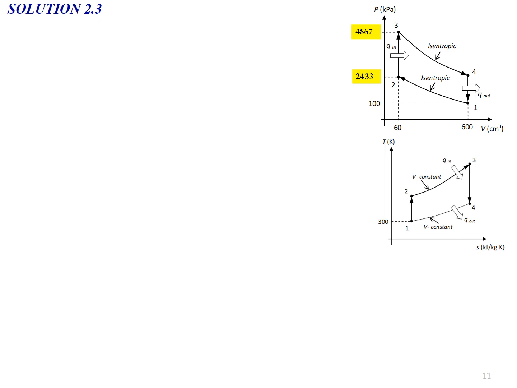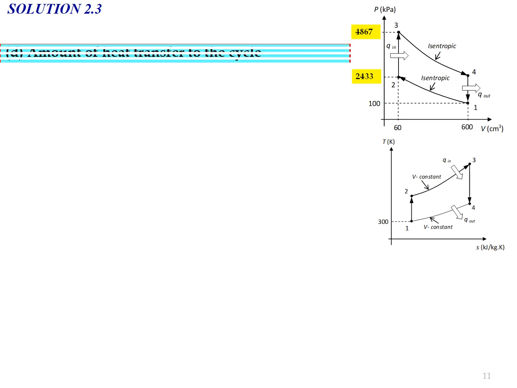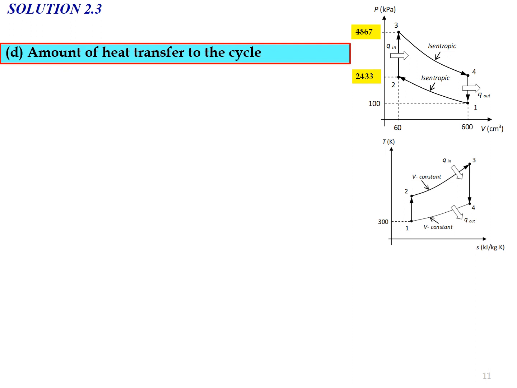Okay, we continue with the solution for example 2.3. For question D, we need to determine the amount of heat transfer to the cycle, which is referred to as the value of Q in, because it is heat transfer to the cycle. If the question asks you about the heat transfer to the surroundings, then you need to calculate the value of Q out. For question D, you need to determine the value of Q in.